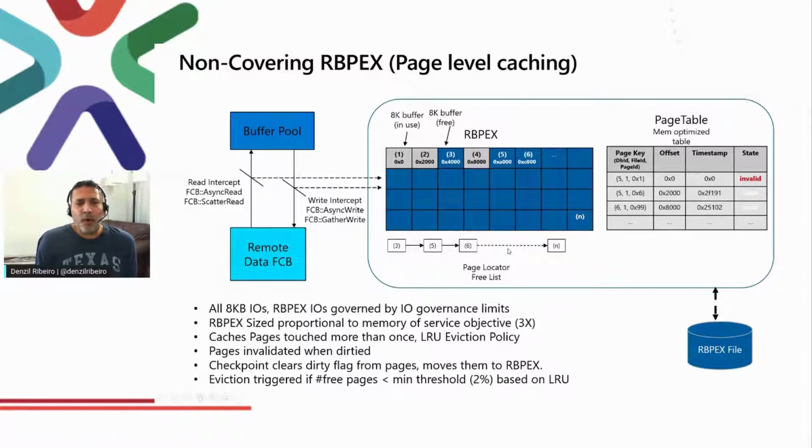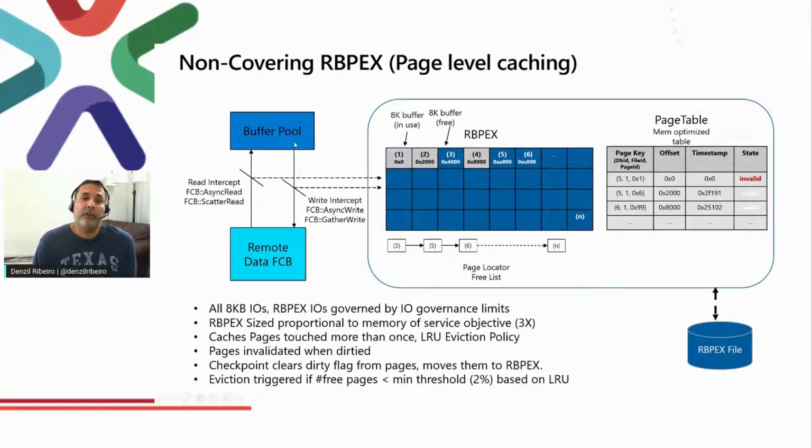The size, as Bob had talked about, is 3 times the memory of the service objective. And then we have an LRU, or least recently used, eviction policy. When the free pages are below the 2% threshold, we start evicting things from RBPX until it reaches around 10%.